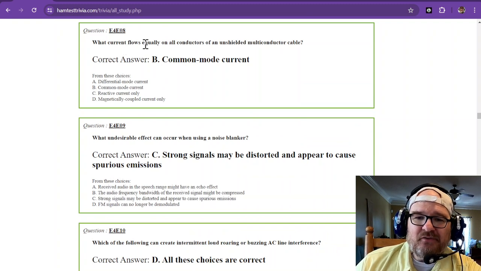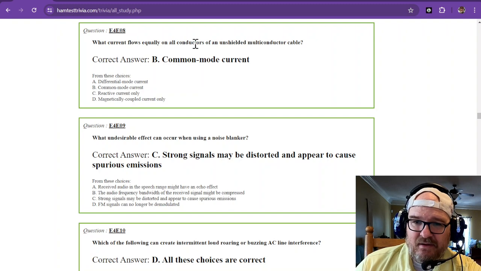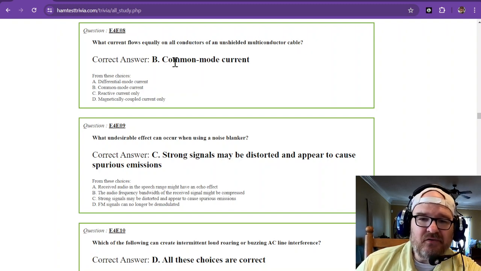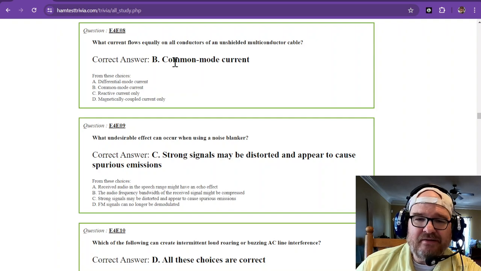What current flows equally on all conductors of an unshielded multi-conductor cable? That is also common mode current. So it flows equally on all conductors, and that's common mode current.